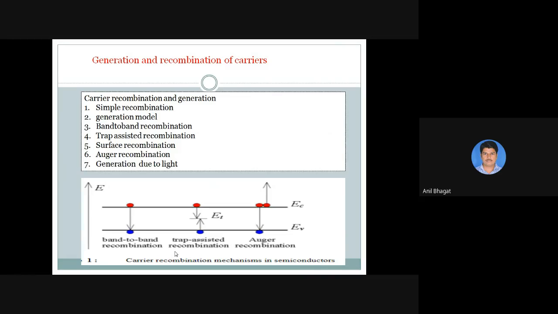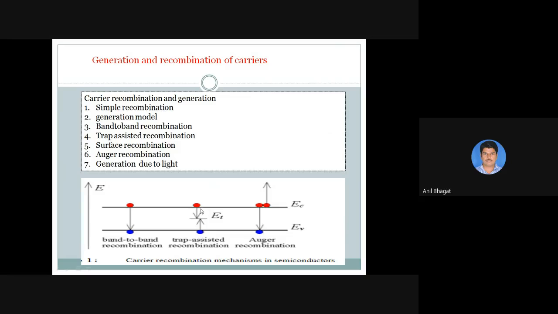So out of that, band to band recombination, trap assisted recombination and Auger recombination we will take. The types are simple recombination, generation model, band to band recombination, trap assisted recombination, then surface recombination, Auger recombination, and generation due to light. So here one electron combined with one hole, we call it band to band.